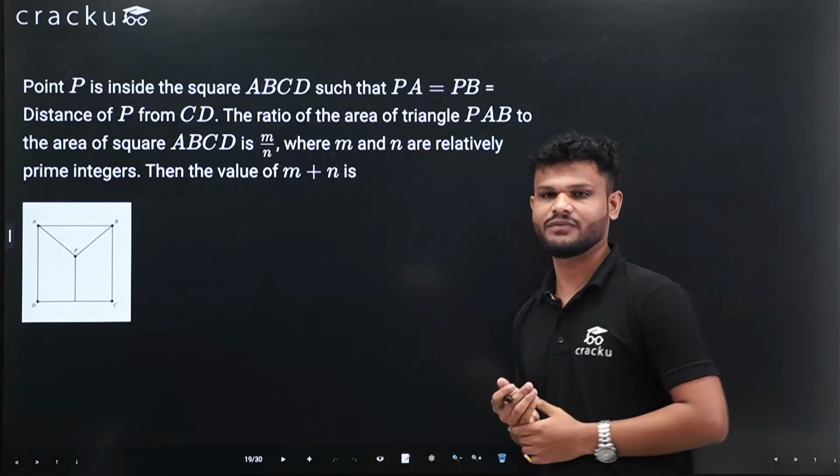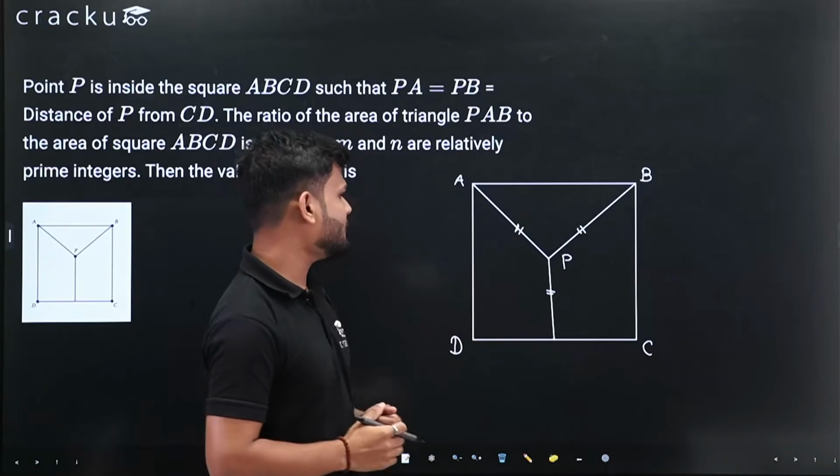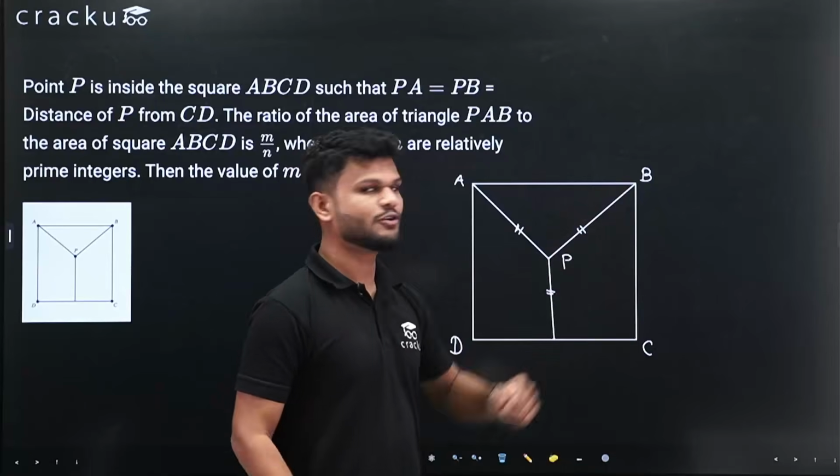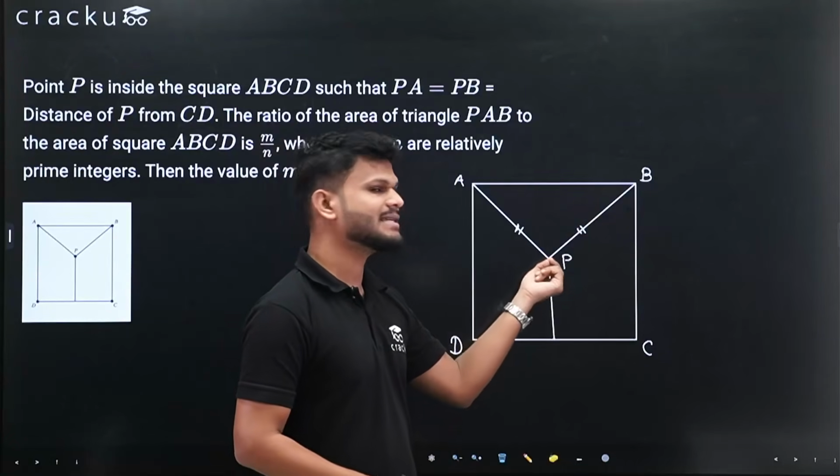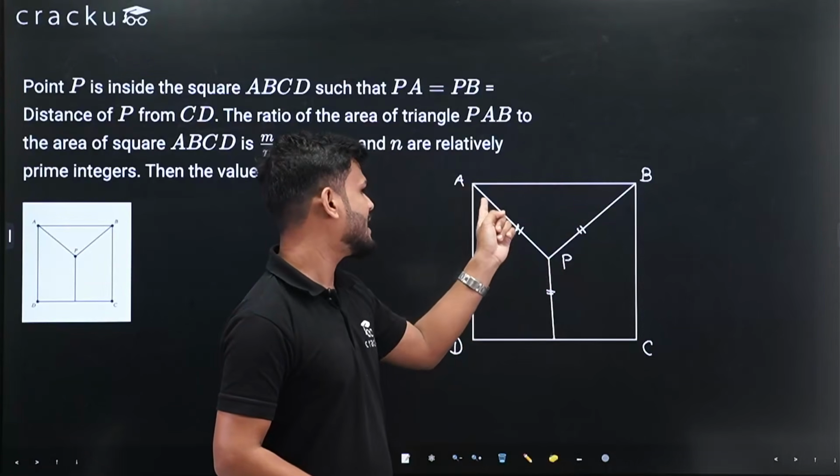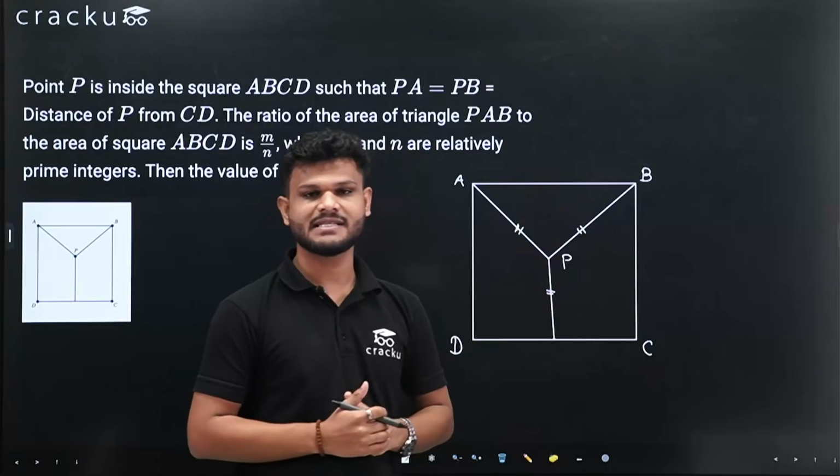Let us first draw the figure here. Now, if you see AP is equal to PB, right? So P is a point inside the square such that its distance from the two adjacent vertices is the same.